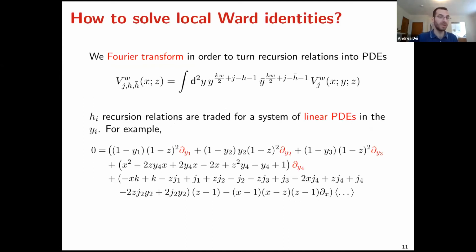Now, the approach that we adopted is to use a Fourier-like transform. So if you trade the variable h for some auxiliary variable y, or I should call it conjugate variable y, the recursion relations in h are turned into linear PDEs in y. And then you have a system of these linear PDEs, and you can try to solve them in Mathematica case by case. And this is what we have done for many, many cases.